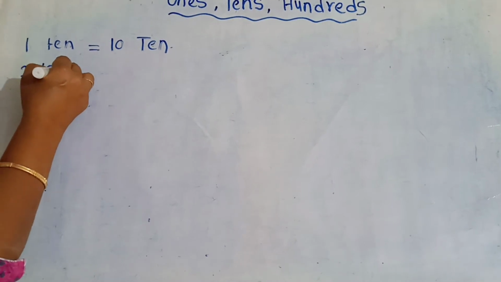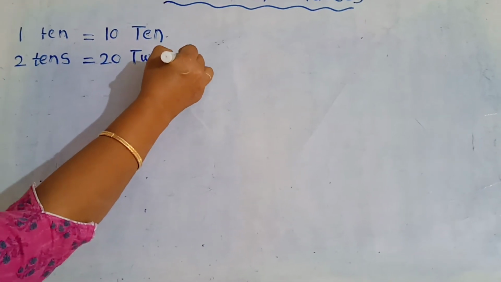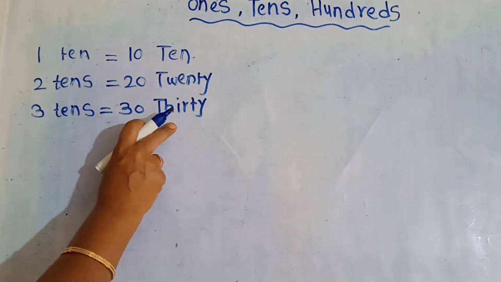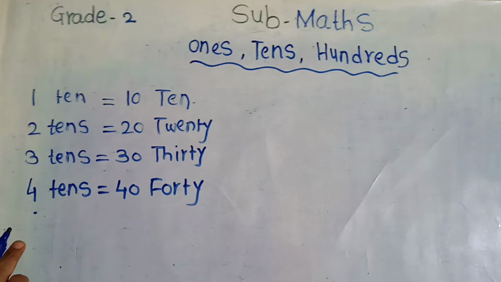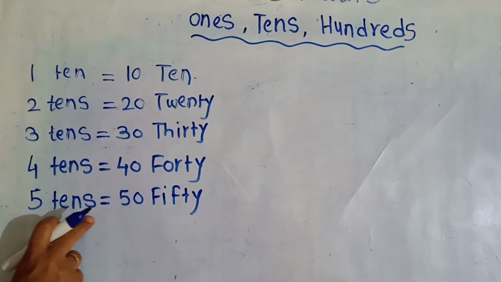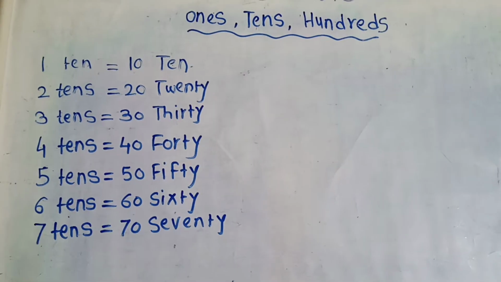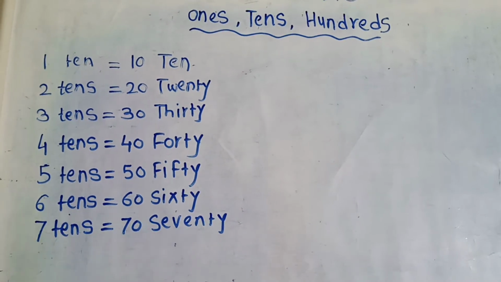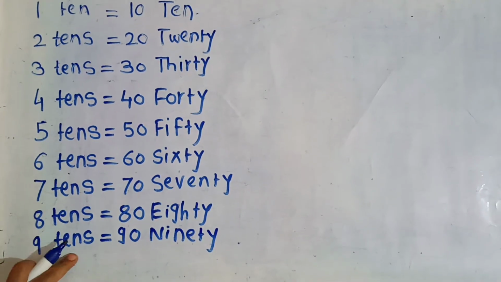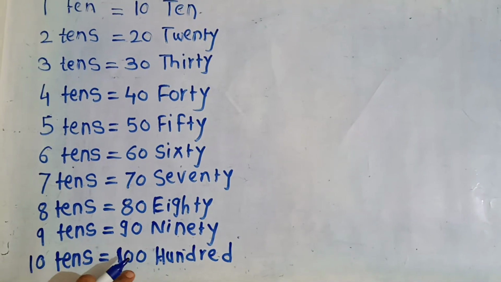2 tens is equal to 20. 3 tens is equal to 30. 4 tens is equal to 40. 5 tens is equal to 50. 6 tens is equal to 60. 7 tens is equal to 70. 8 tens is equal to 80. 9 tens is equal to 90. And 10 tens is equal to 100.